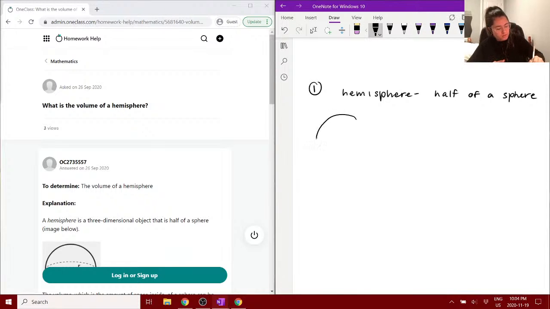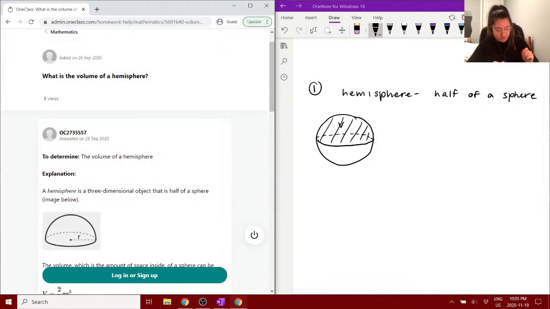If we have a full sphere, remember it's a 3D object, and we slice it in half like this, sort of just like slicing a ball or an orange in half, this top half, or I guess either half, would be two different hemispheres, okay? So what we're doing is looking for the volume of the shaded in area.